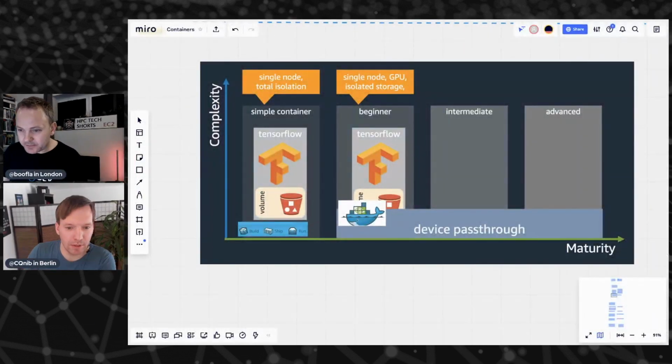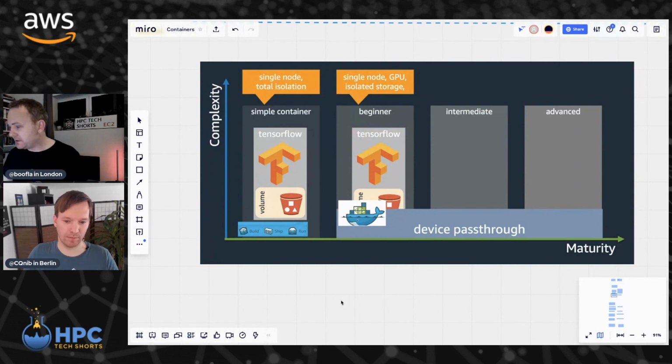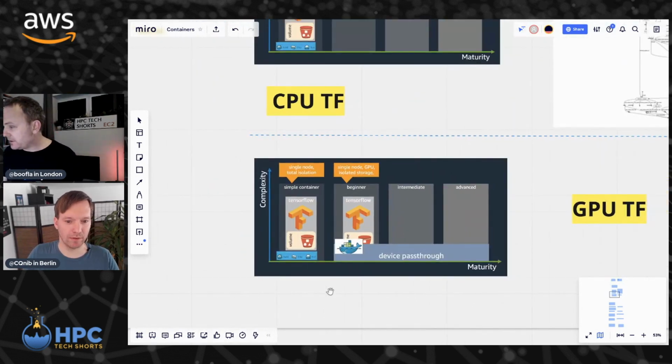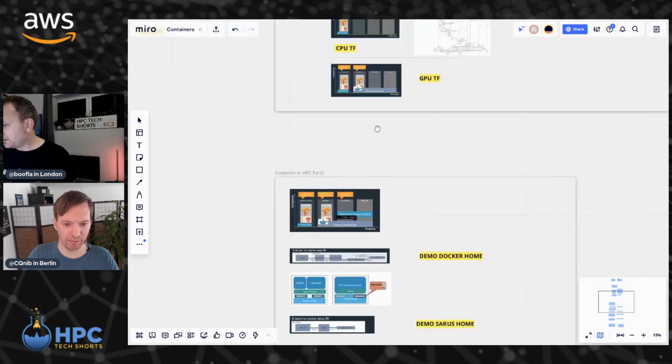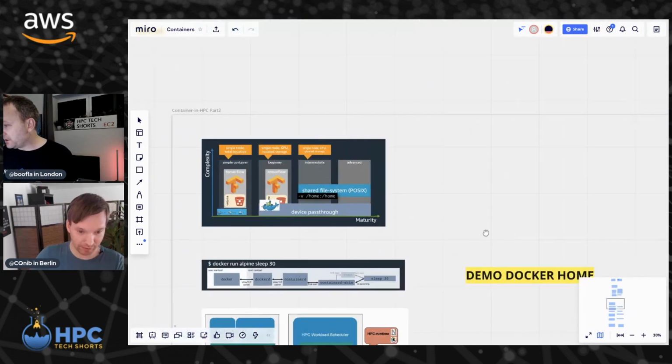Can you jump to the Miro whiteboard? Yep, let me just click on that button. I'm slowly getting used to this thing. So that's where we left off last time, with the GPUs. Exactly.